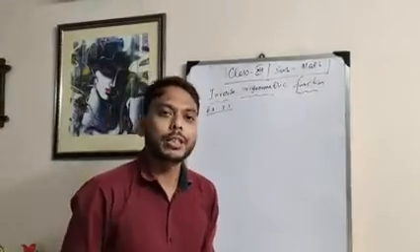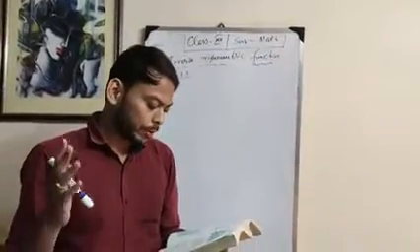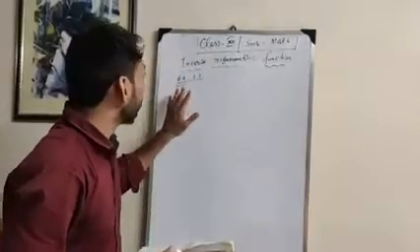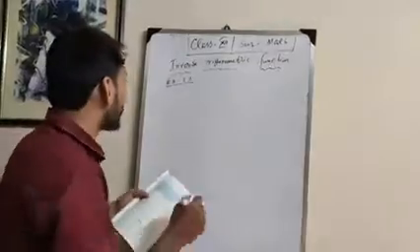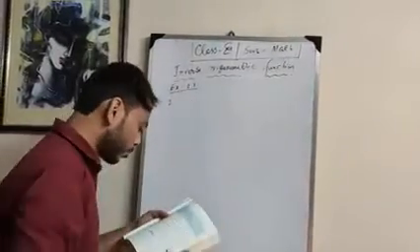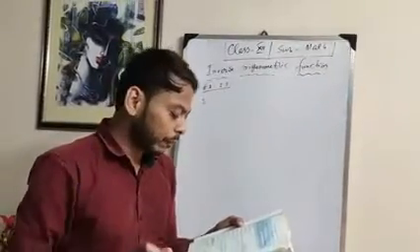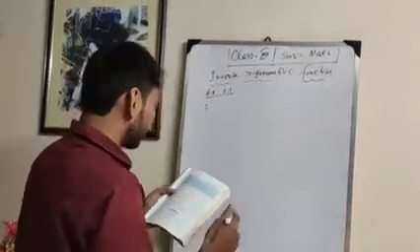Previous day we have discussed the inverse trigonometric functions and then we have solved only one problem of the principal value from exercise number 2.1. Now we will solve the next problems, starting from the second. So what is the question? Find the principal value of the following. We have done the first one. Now I am doing the second one.